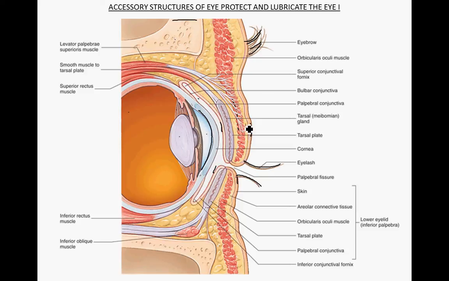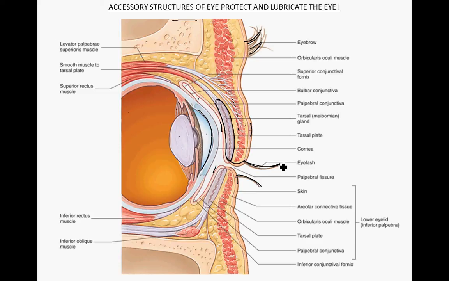And then this structure right here is the tarsal gland, and this is an oil gland that's going to secrete oils to keep your eyelashes nice and supple and not brittle and breaking off. These eyelashes, of course, are protecting the eye from any dust particles that might get in there as well.